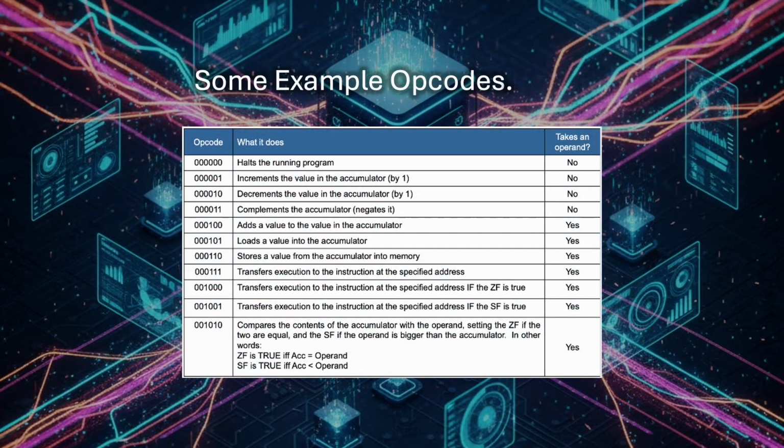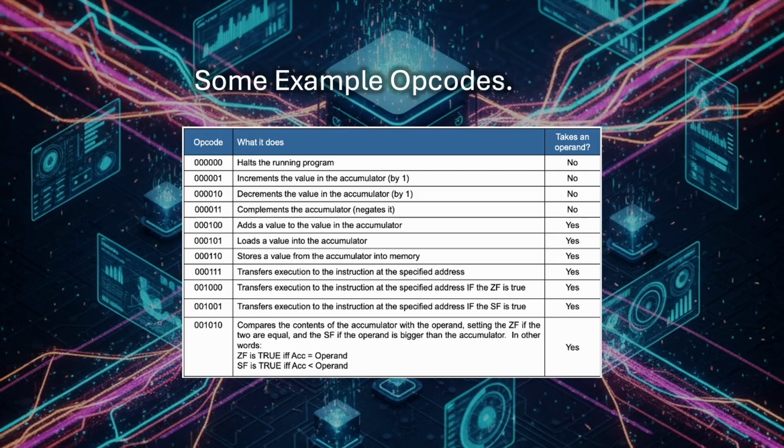The diagram shows a number of common opcodes that can be used by most CPUs. See how some opcodes require an operand, while others do not. For example, opcode 000101 requires an operand, as this opcode is used to load data into the accumulator. Without the operand, the memory unit would not know which address to get the data from.